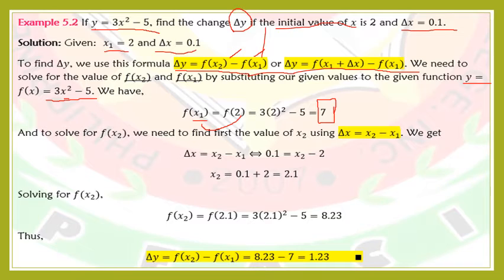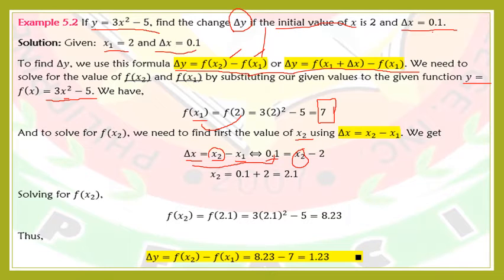To solve for f of x sub 2, class, we need to find first the value of x sub 2. Using this formula, so we get delta x equals x sub 2 minus x sub 1, equivalently equal to, okay, given din yung delta x natin, which is equal to 0.1. Ito siya, okay, and then si x sub 2, yan yung hinahanap natin. So ito siya, class, and then si x sub 1, given din si x sub 1, that is equal to 2. So that's why naging minus 2 ito.